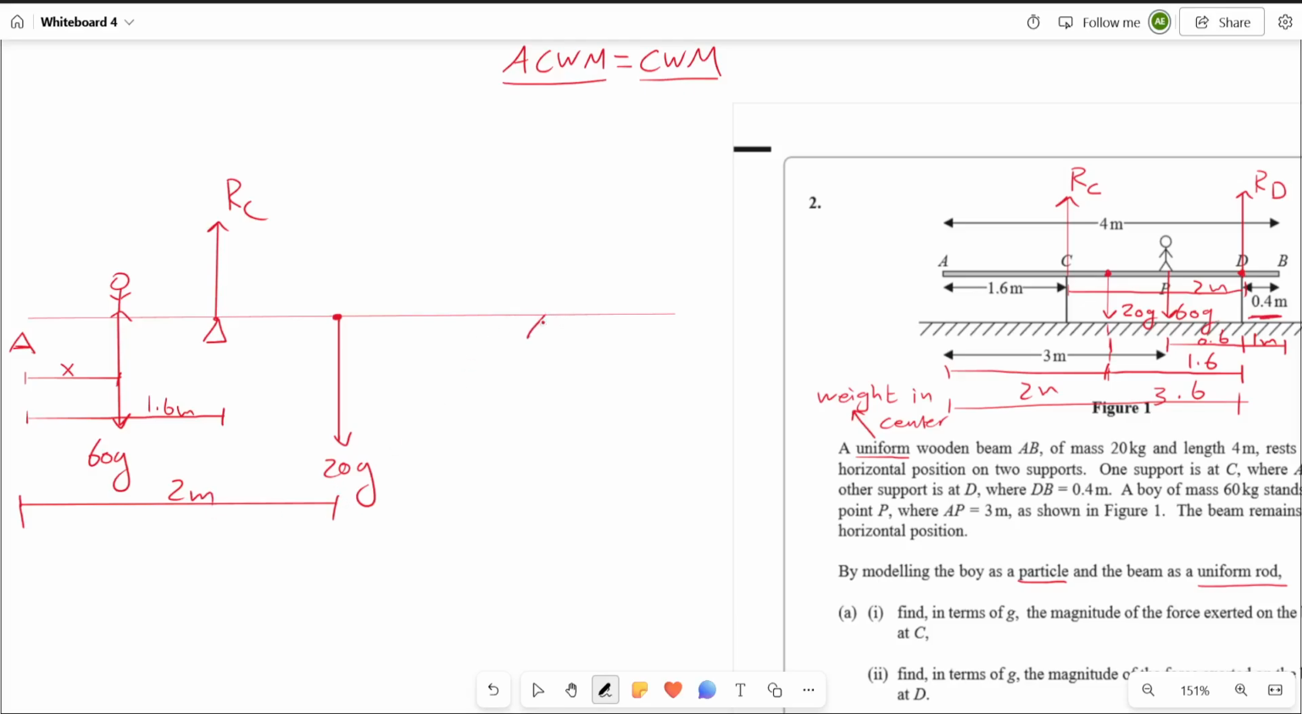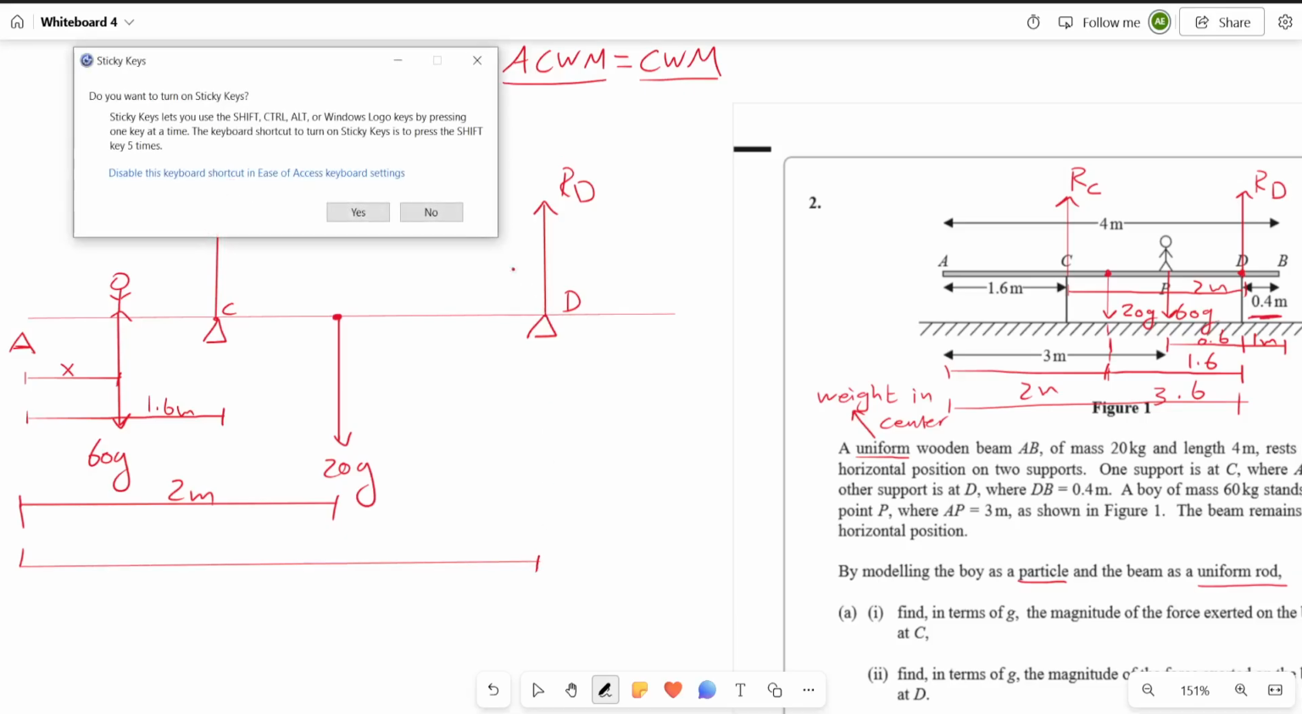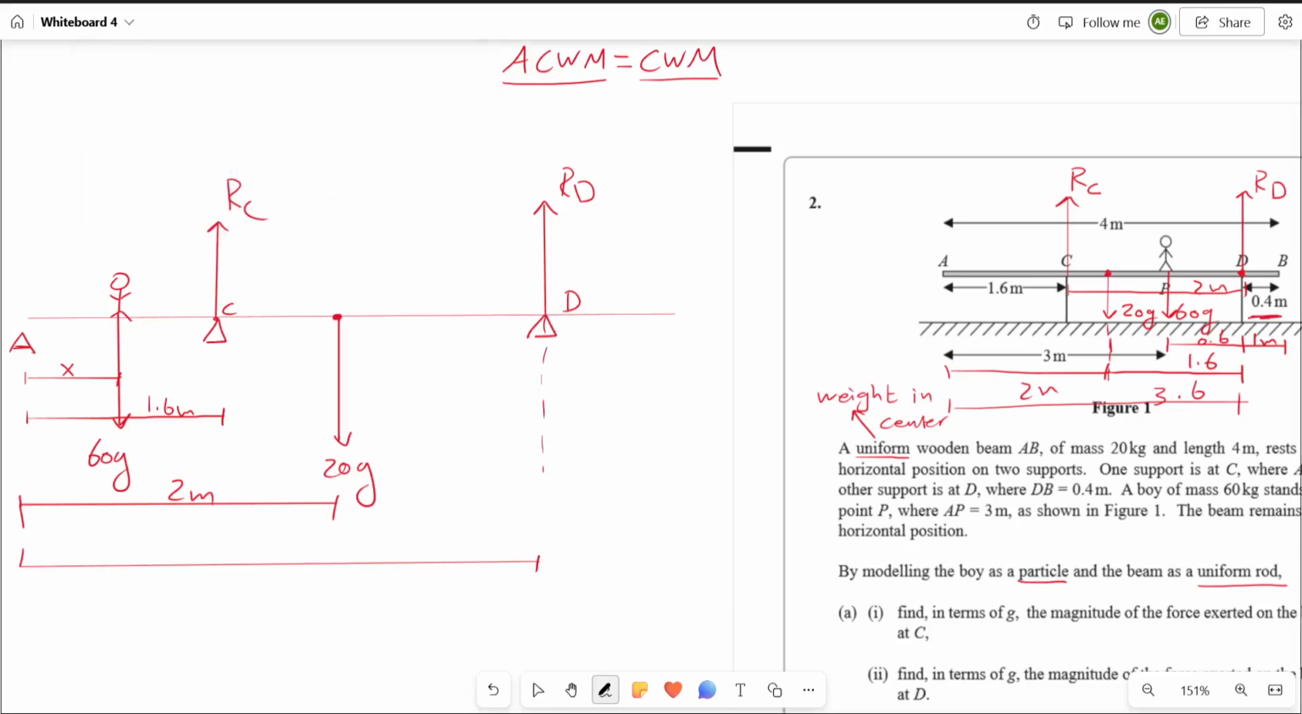What's next is RD. So this is point C, this is point D. I'm going to have a force over here, which is going to be RD. We're going to talk about it in a second, okay? And I know this distance up to D, let's do this so we can visualize. So this whole distance is 4 meters. This distance here is 0.4 meters. That leaves this distance as 4 minus 0.4, so it's 3.6 meters. Now I'm ready to try and solve.